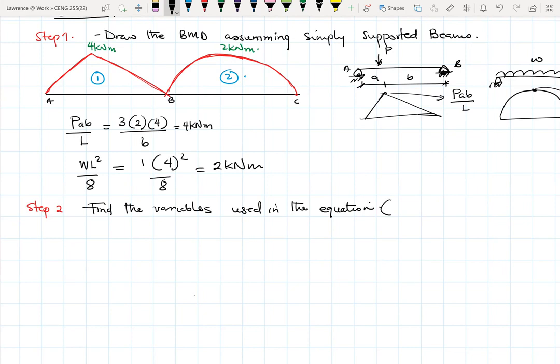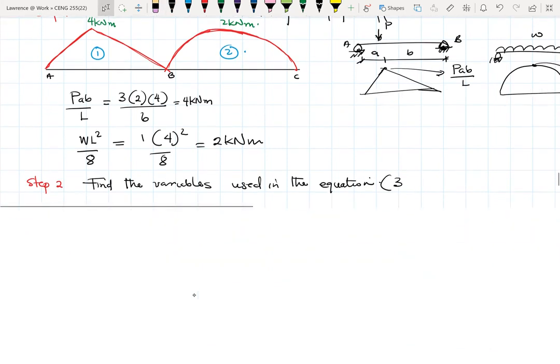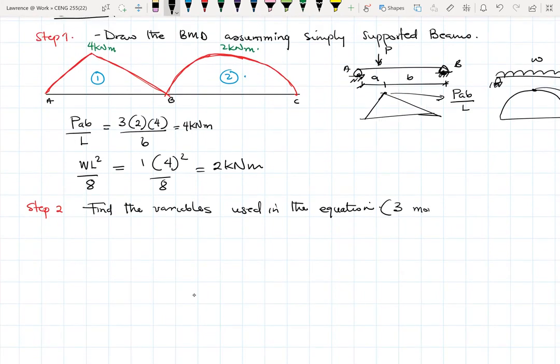In the 3-moment equation. Okay. So in the 3-moment equations, we have A1, X1, A2, X2, and all that. So we'll find what they are.